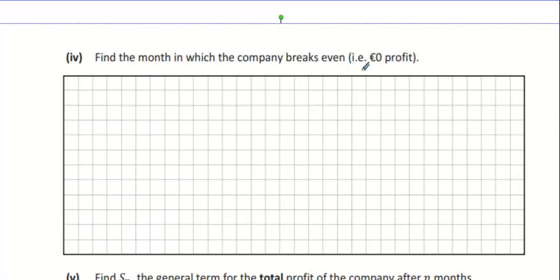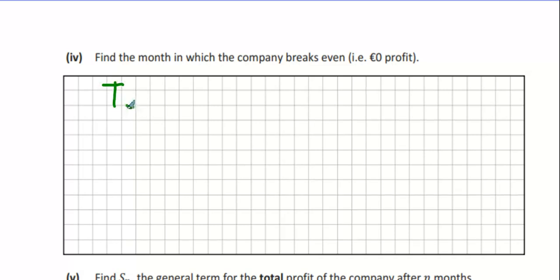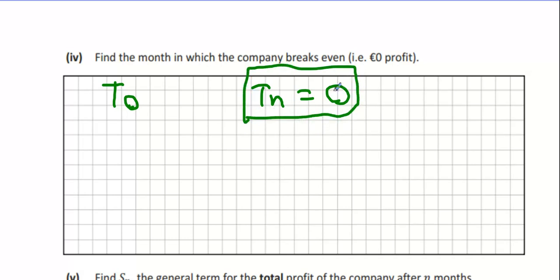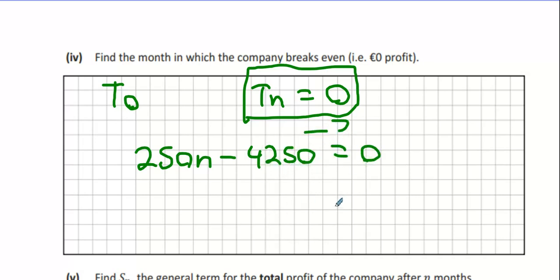Find the month in which the company breaks even. I think that just means in that month you break even, not even overall. Is that right? So we want to find out when. Do we want to know T0 or Tn equals 0? Which one? Because we need to figure out when the profit is 0 and what n value that happens at. All right, what's our formula again? 250n take away 4250, and that equals 0, right? Bring the 4250 over to the other side.